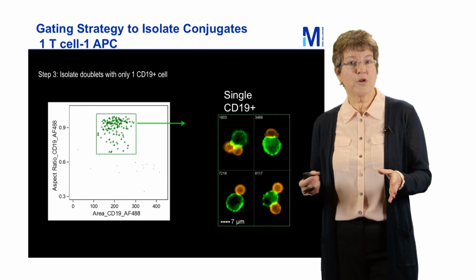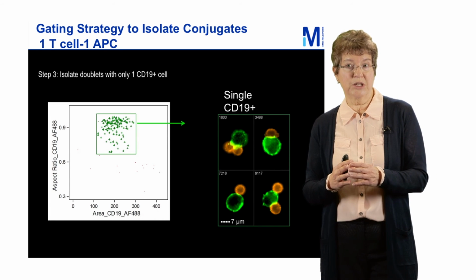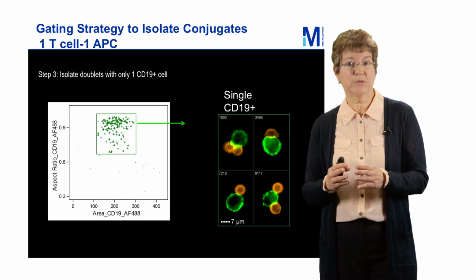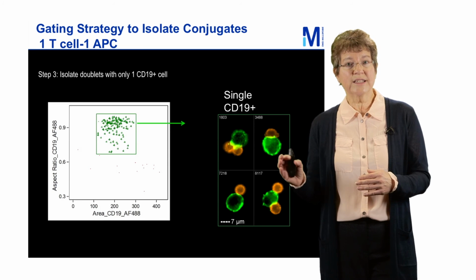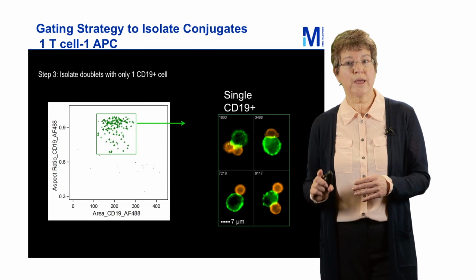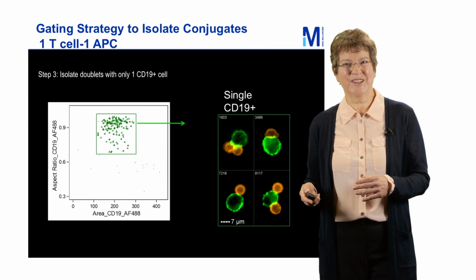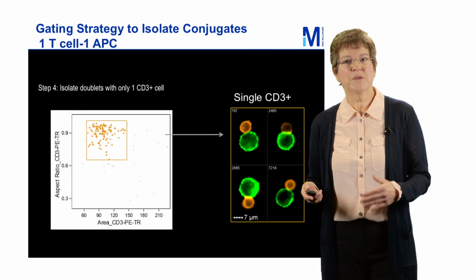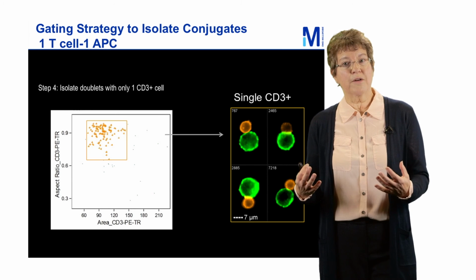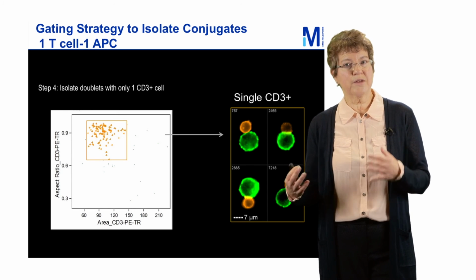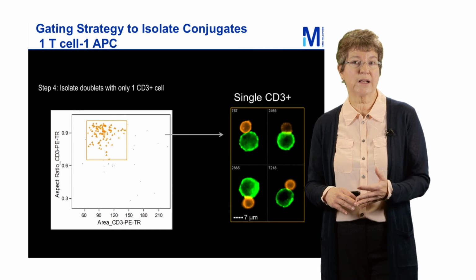Then using that same morphology analysis, only this time on the stained image, so on the CD19 in this case, we looked at area of the CD19 image versus aspect ratio. And we can isolate those conjugates that only have one APC. And you'll notice here that a couple of them have a couple T cells associated. So then we go through the next step with the same morphological algorithms. However, this time we're looking at the CD3 image, so area versus aspect ratio of CD3, and now we're down to conjugates that are just one T cell and one APC.